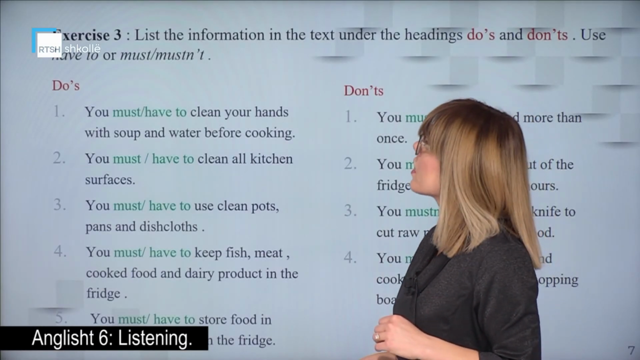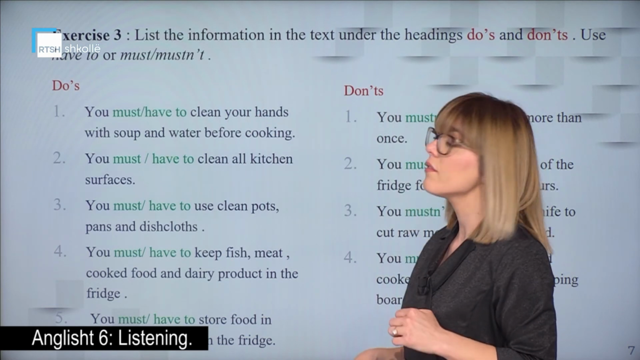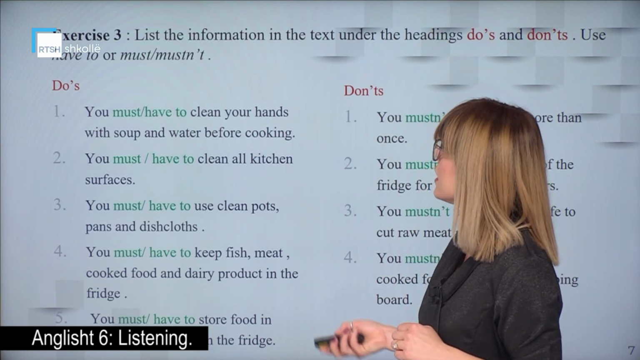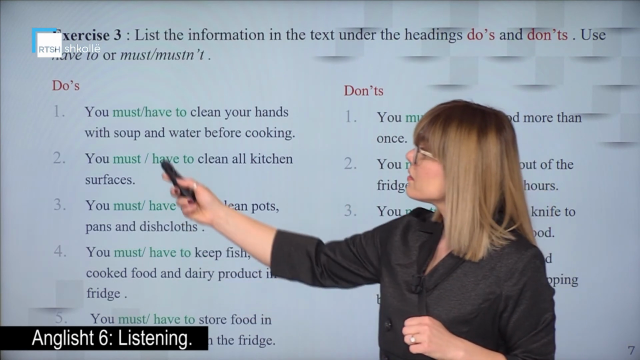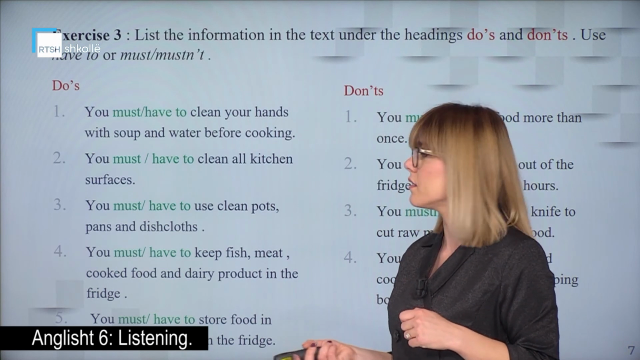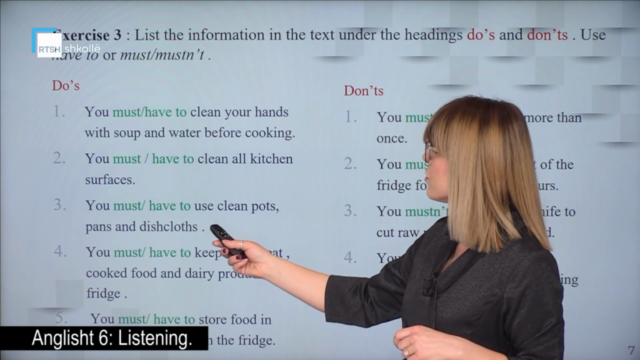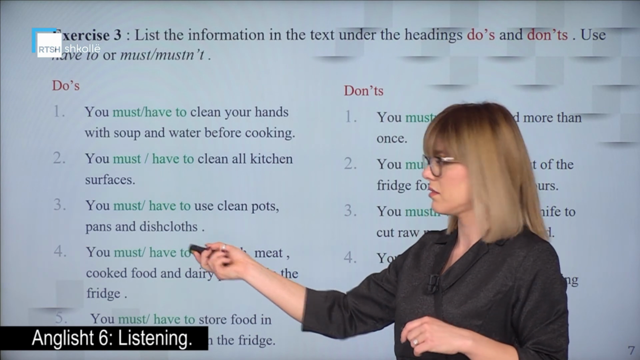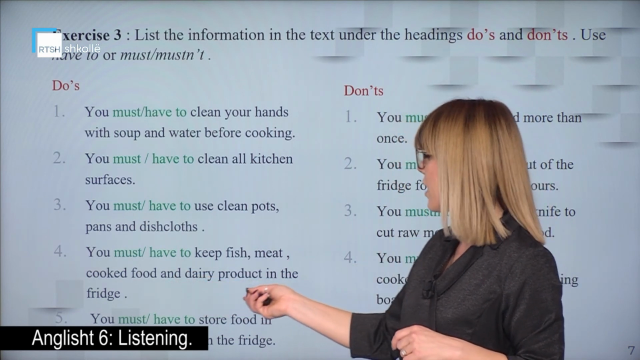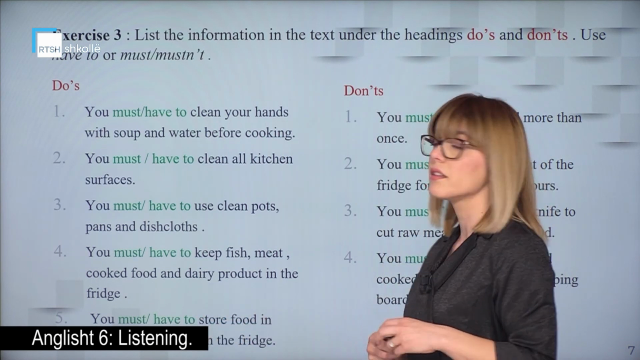Exercise number 3. List the information in the text under the headings do's and don'ts. Use have to, must or mustn't. From the text that we read about germs, we are going to list the information. You must or have to clean your hands with soap and water before cooking. You must or have to clean all kitchen surfaces. You must or have to use clean pots and pans and dishcloths. You also have to or must keep fish, meat, cooked food and dairy products in the fridge. You must or have to store food in different containers in the fridge.